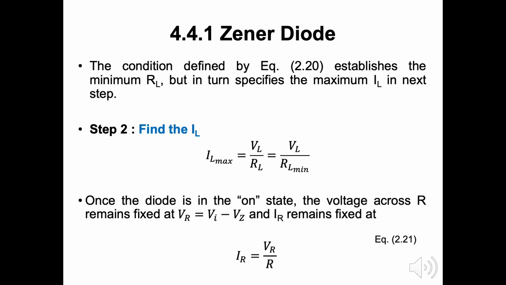The condition defined by equation 2.20 establishes the minimum RL, but in turn specifies the maximum IL. The next step is to find the IL, which is VL by RL min. Once the diode is in the on state, the voltage across R remains fixed at VR equal to VI minus VZ, and IR remains fixed at VR by R.